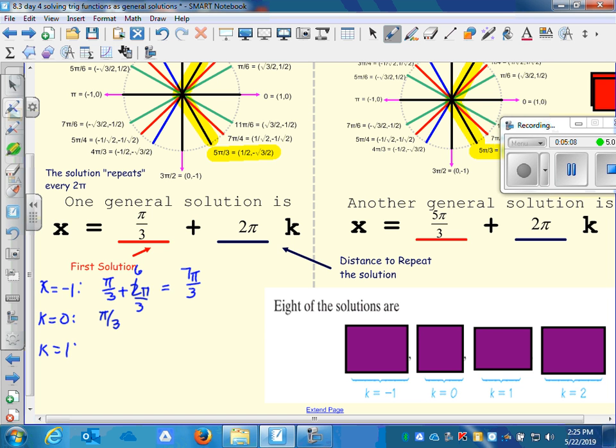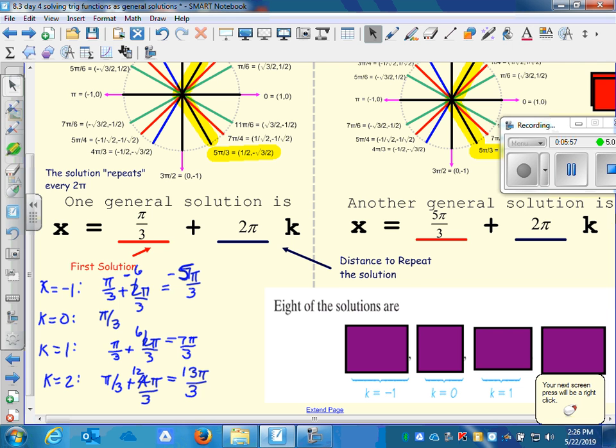K equaling 1, you substitute in, you'll have pi over 3 plus 2 pi times 1, which is 2 pi, common denominator, and you'll get 7 pi over 3. Actually, the one above should have been negative. Let me go back there. That one should be negative 5 pi over 3. There we go. This one will be your 7 pi over 3. K equaling 2 will generate pi over 3 plus 2 pi times 2, which is 4 pi. Common denominator. That generates 13 pi over 3.